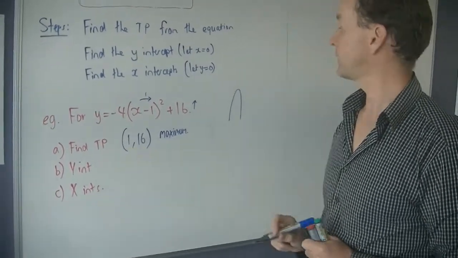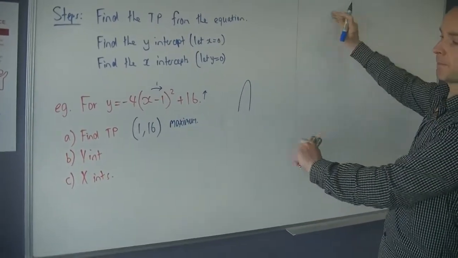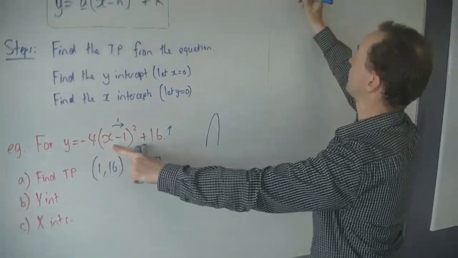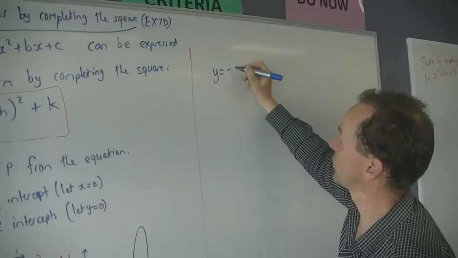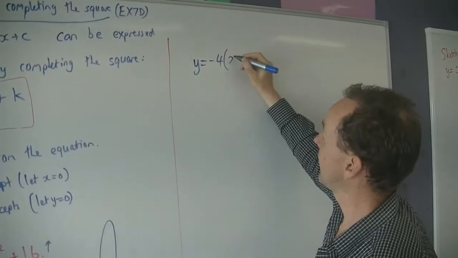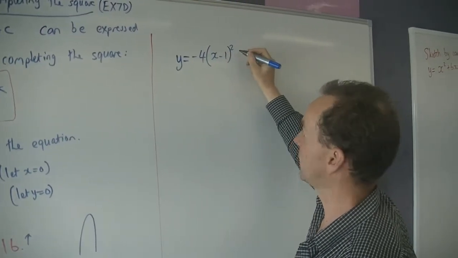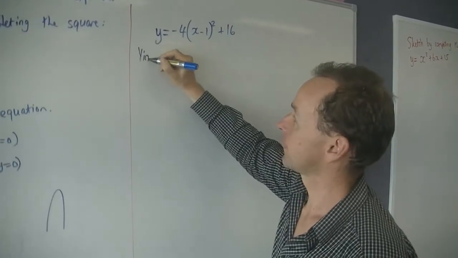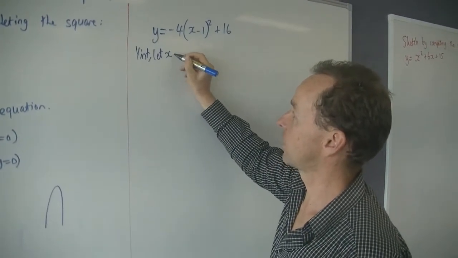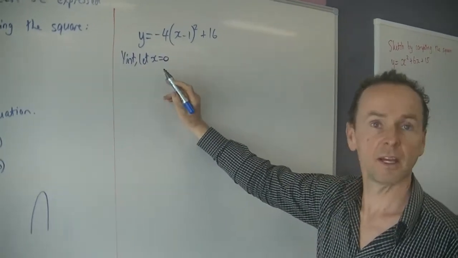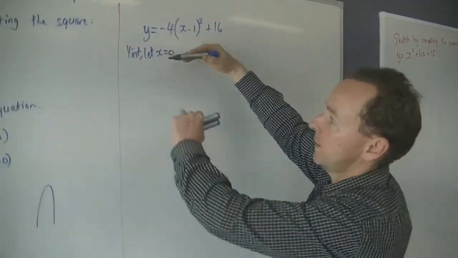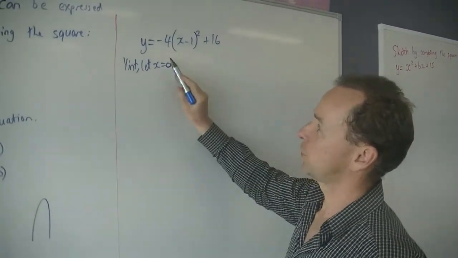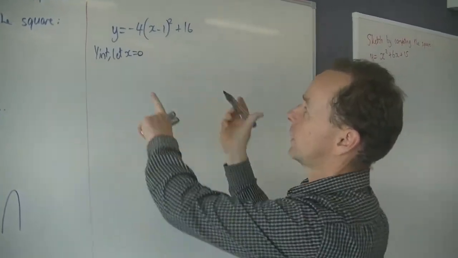Alright, y-intercept. So I'm just going to do this over here. For the y-intercept, let x equal 0. I'll write the equation out and then we can just do it from here: y equals negative 4 (x minus 1) squared plus 16. So y-intercept, let x equal 0. I love writing this out. It shows the teacher what I'm doing and it keeps it nicely set out. A lot of people don't do that and then they say, oh, how do I do it? It tells you what to do.